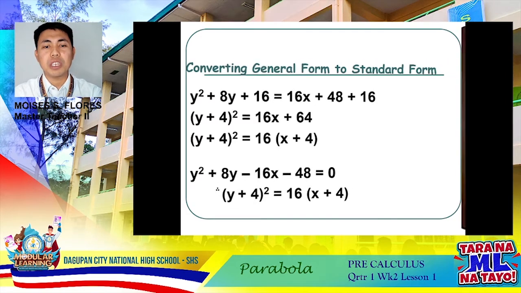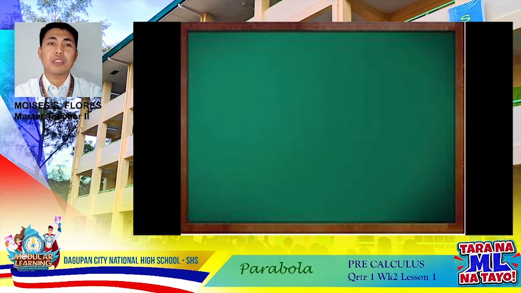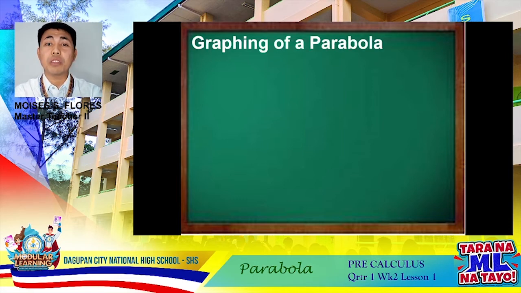Okay, let's proceed. This time we are through with the definition, we are through with the equation, and for the final discussion we are going to graph a parabola. Now how do we graph a parabola? The same with the other conics we have discussed. Specifically for a circle, we consider the coordinates of the center and the length of the radius. For a parabola, for us to graph, we need to consider first your vertex and of course the length of your latus rectum, or simply the value of your p.